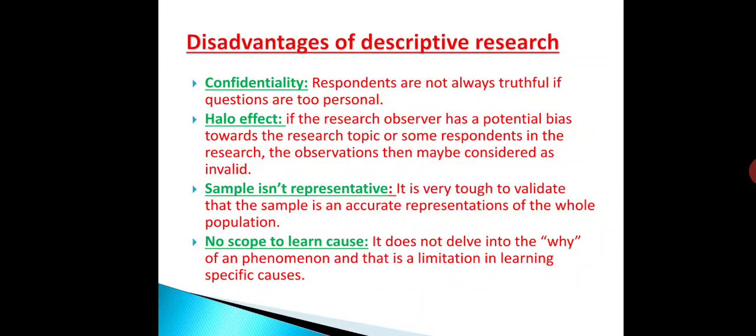Another one is sample is not representative. It is very tough to validate that the sample is an accurate representation of the whole population. As samples are taken randomly in descriptive research, sometimes they are chosen wrongly and do not represent the whole population, which is also a limitation of our descriptive research.